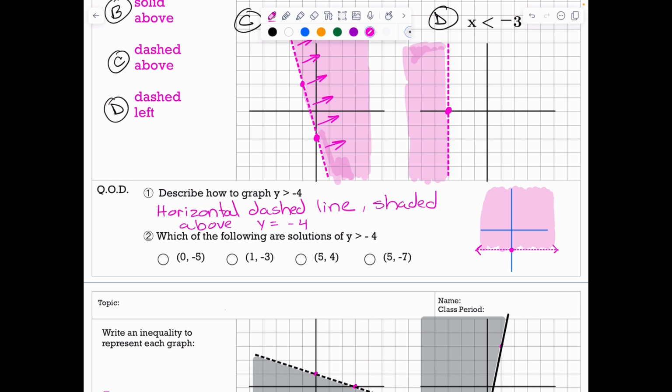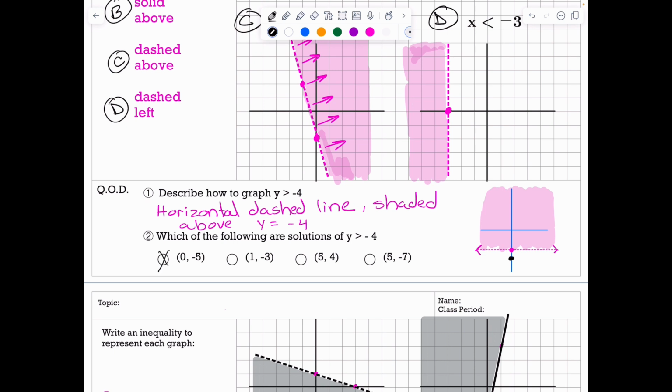Which of the following are solutions to y is greater than -4? So which of the following points fall into that shaded area? I've got 0, -5. So that's going to be down here. Is that in the shaded area? Nope.